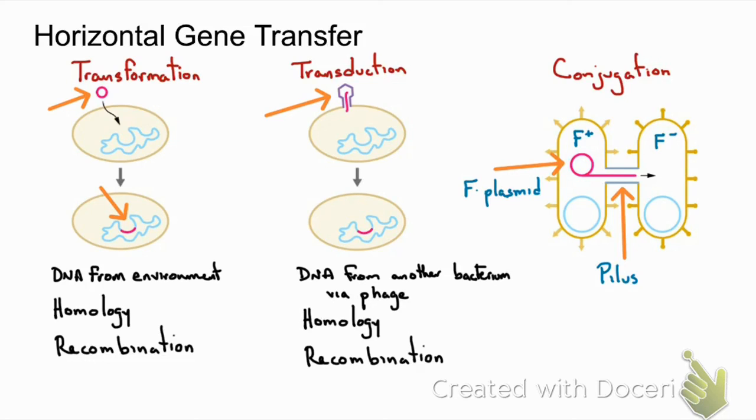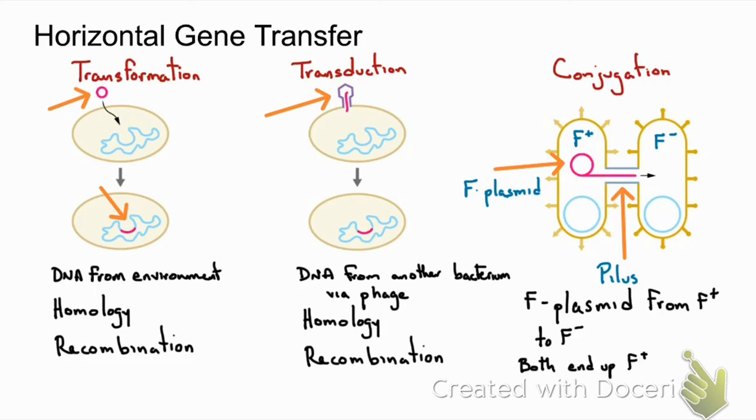And so what's going to happen here is that this F plasmid is going to be nicked on one of the 2 strands of the DNA. The strand that has been nicked will be passed from the F positive to the F minus cell. And after replication, both of these cells then will have an F plasmid. In other words, both of these cells then are capable of performing conjugation in future generations.